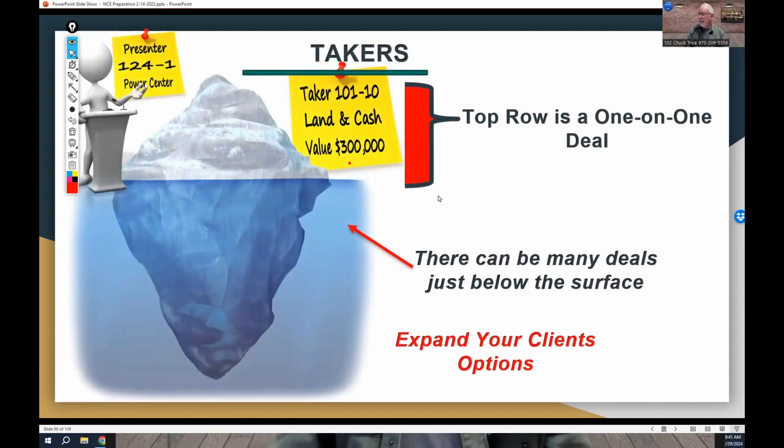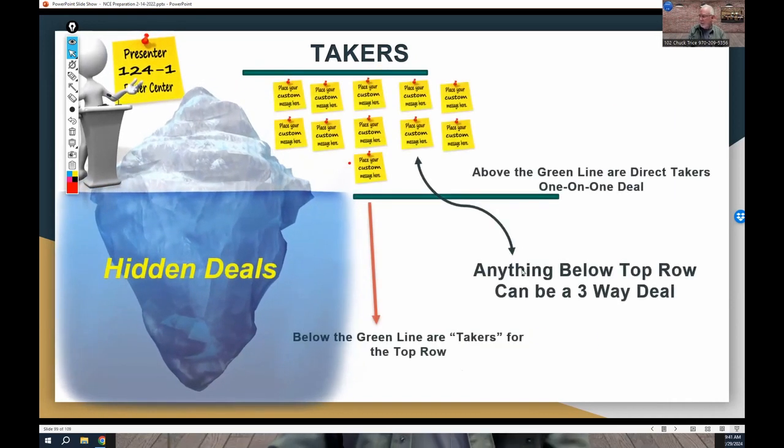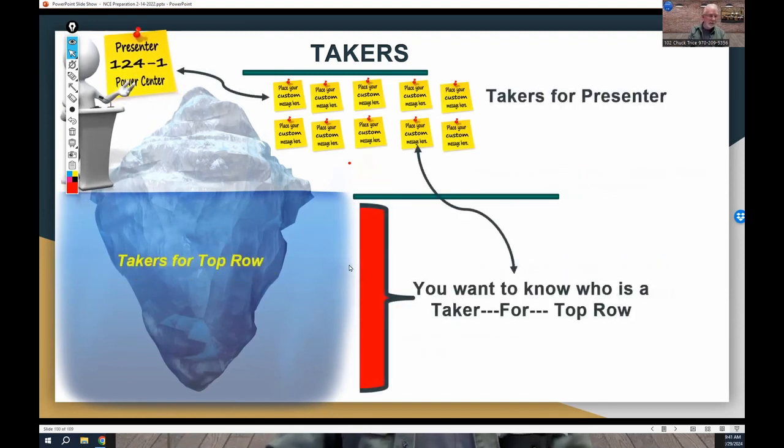Here's the takers. The top row is a one-on-one deal. And here's the way I just describe it. It's like an iceberg. You want to know how many deals are just below the surface. Anything below the top row is a 3-way deal, or can be a 3-way deal or more. I mean, if you get to one-on-one and you're happy, then quit. If you get to a 3-way deal, you're happy, then quit. If you're not quite sure, start looking for 4- and 5-way deals. So below the green line, all these are the hidden deals, and there's just hundreds of deals that you could put together at NCE.